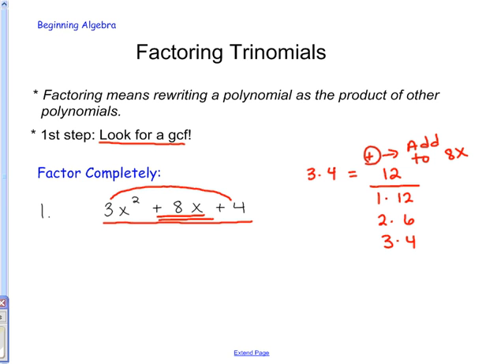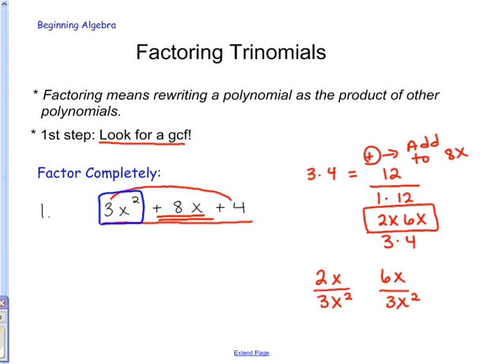If I look at my list, the two numbers would be 2 and 6. I just need to add an x to each one so that I would have 2x and 6x, which, if combined, would give me 8x. The next step will be to divide those two terms by the leading term in my original problem. So that is the 3x squared. So I'm going to divide by 3x squared.